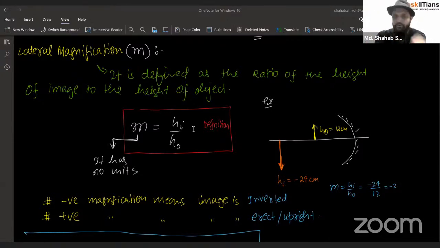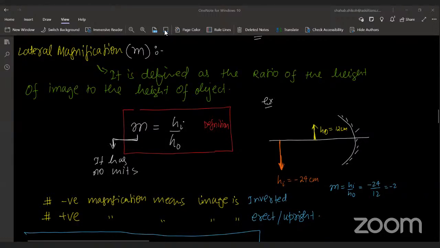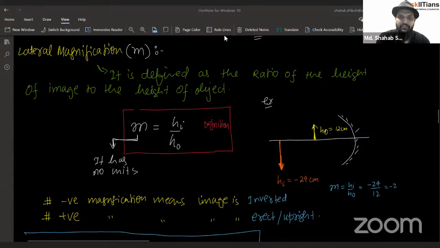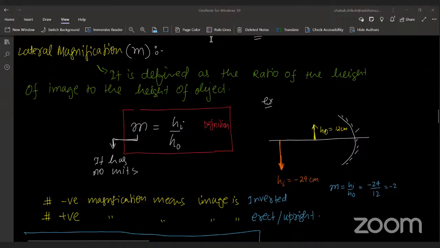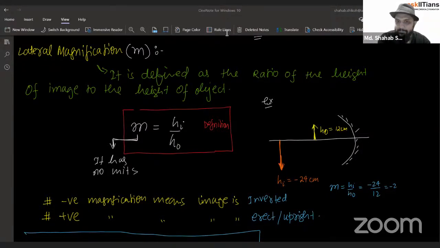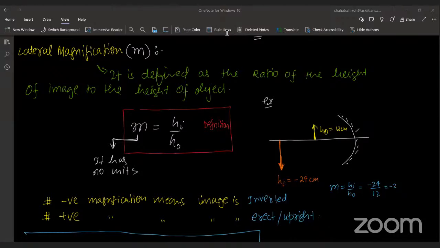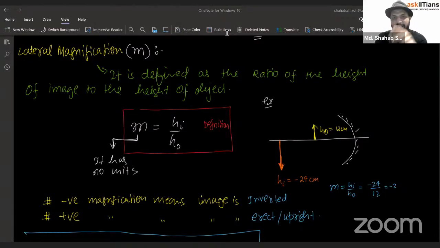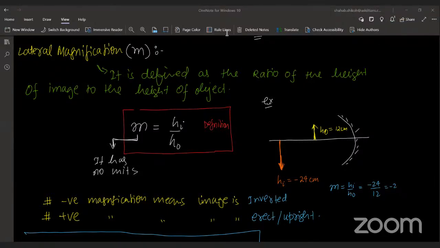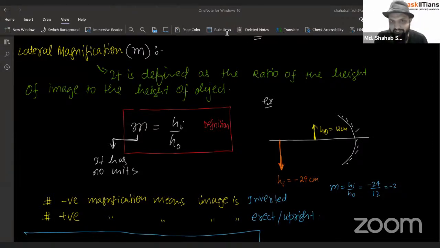Okay, guys, one more question. If the size of image is 3 times the size of the object, but the image is inverted, then what would you say about the magnification? -3. Exactly. So everyone knows, sir, magnification can be positive, can be negative. Positive magnification means erect image. Negative, inverted. Positive magnification, erect and virtual. Keep in mind, erect images are always virtual, and inverted images are always real. So we can figure out many things just by knowing the magnification.